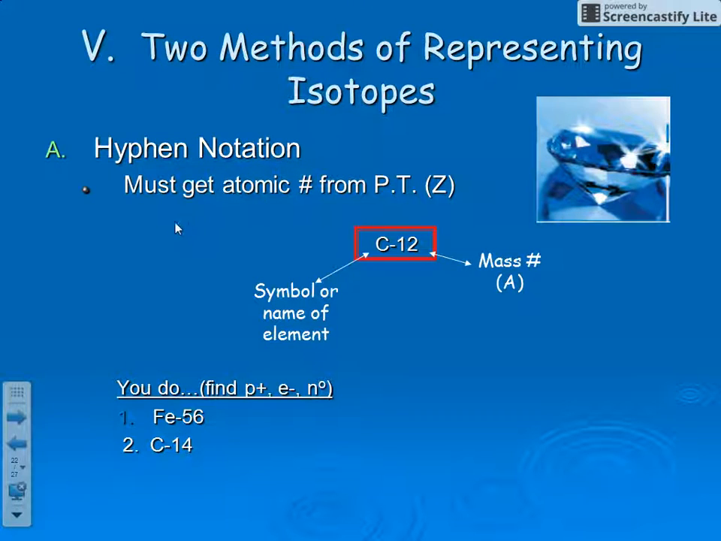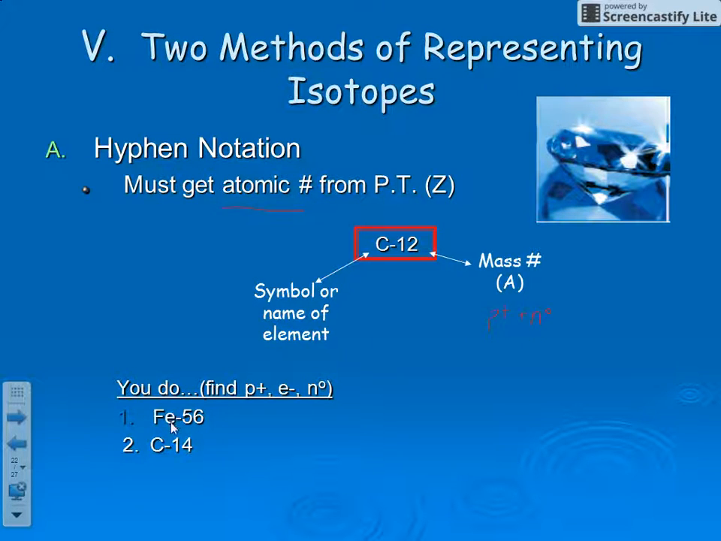Let's look at the hyphen notation first. When you're using the hyphen notation, you must get the atomic number from your periodic table. So always have that handy. You will see the symbol of the element or the name of the element, and you will see a hyphen. That's where the name comes from. And then after the hyphen comes your mass number. Remember, the mass number is the sum of your protons and your neutrons.